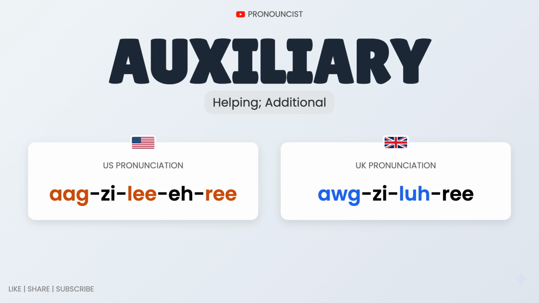Practice repeatedly and you'll soon be able to say this word perfectly. The best way to practice is to repeat the syllable multiple times. The meaning of the word is helping. Additional. Try repeating this word several times to improve your pronunciation.